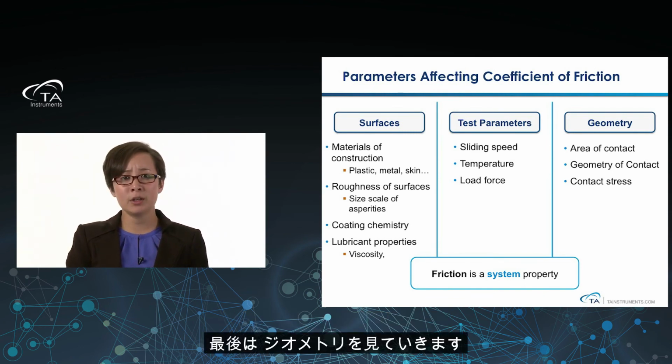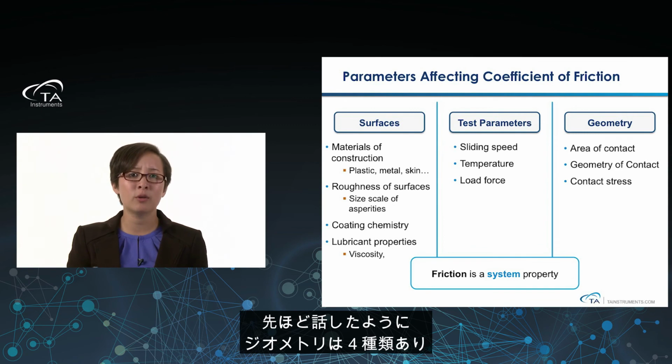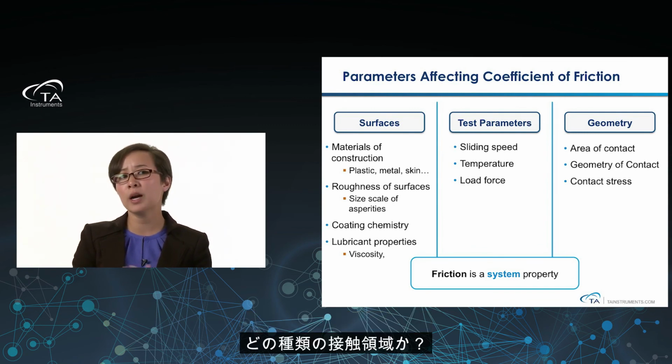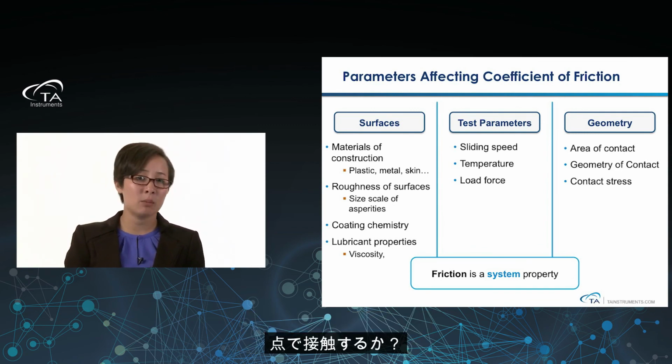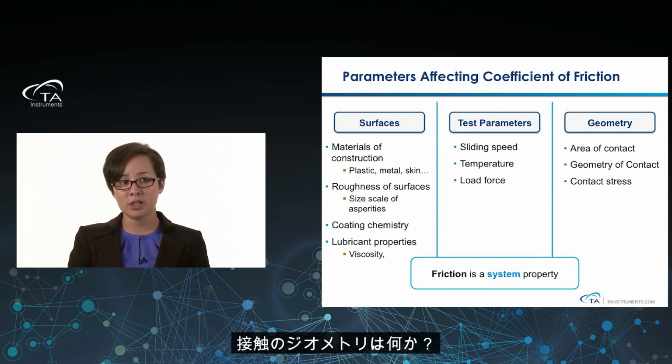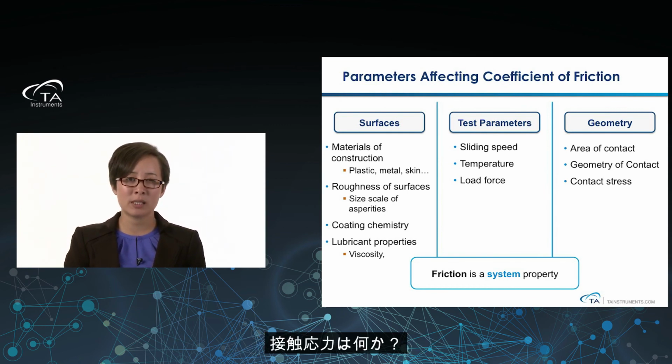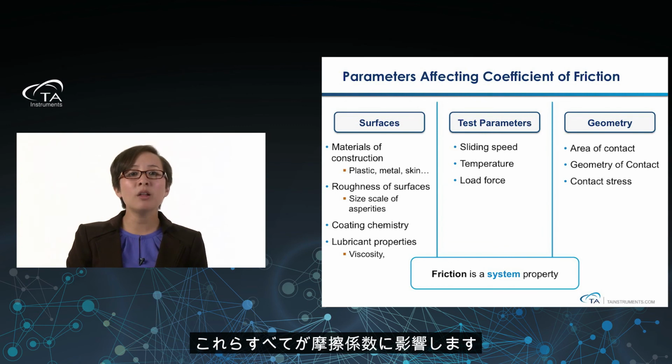And then lastly, you can also look at the geometry. So we've talked about 4 different geometries. What kind of area of contact do they have? Is it a point contact? What is the geometry of that contact? And then what's the contact stress? So all of those will play a role in the coefficient of friction.